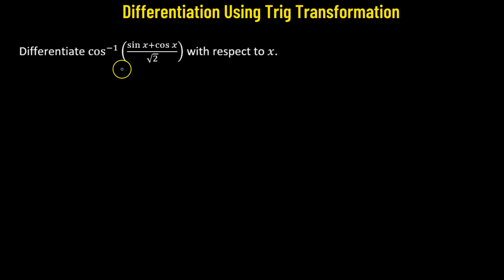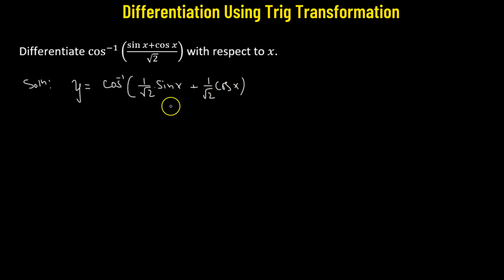So this time we will have to find out the derivative of cosine inverse of sine x plus cosine of x divided by square root of 2. Let's begin by rewriting our equation as, we'll consider y to be equals to cosine inverse of, so we have 1 over square root of 2 multiplied to sine x plus 1 over square root of 2 multiplied to cosine x. We can rearrange the terms, and that will be 1 over square root of 2 times cosine of x plus 1 over square root of 2 times sine of x.